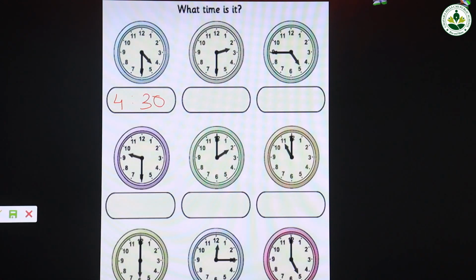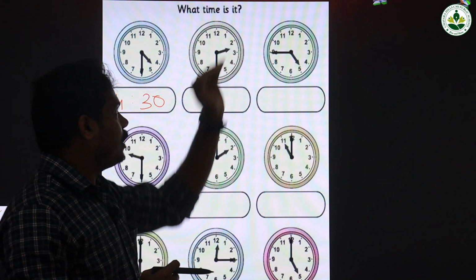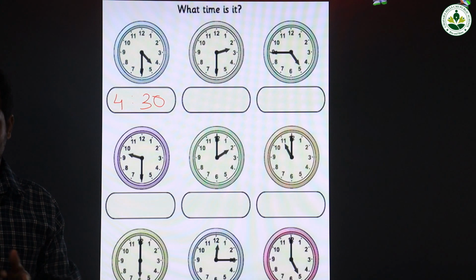For 6 it is 30. So the time is 4:30. Next one. Where is the hour hand? Yes, it is between 2 and 3.